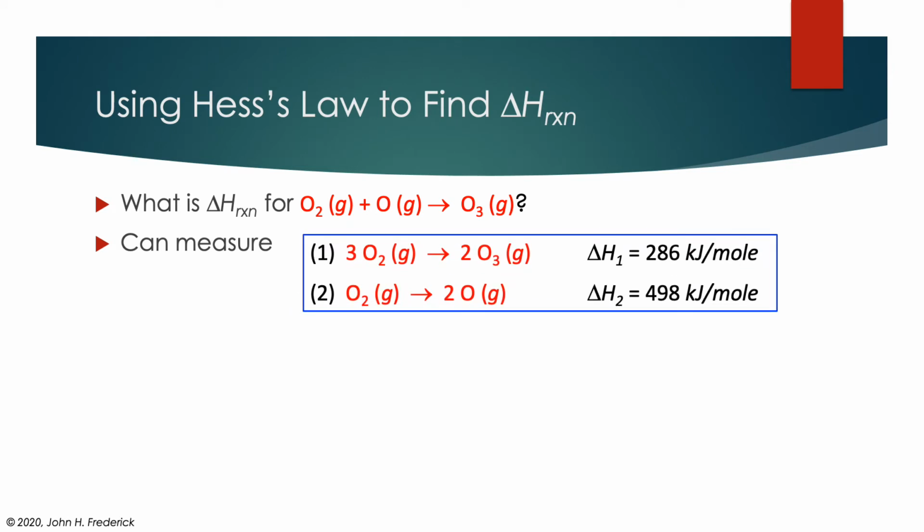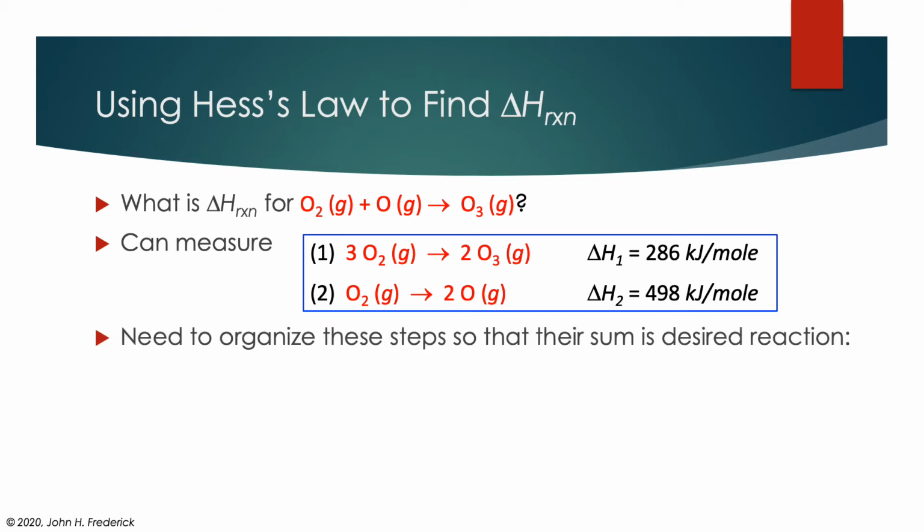Well, we can measure the enthalpy change from going from 3 O2 to 2 O3, and we find that delta H is 286 kilojoules per mole. We also can measure the energy needed to break apart an oxygen molecule to form two oxygen atoms. That's just the bond energy of the oxygen molecule, and that's 498 kilojoules per mole. So with these two pieces of information, we can use Hess's law to determine the enthalpy change for the ozone formation reaction, the first one listed on this page.